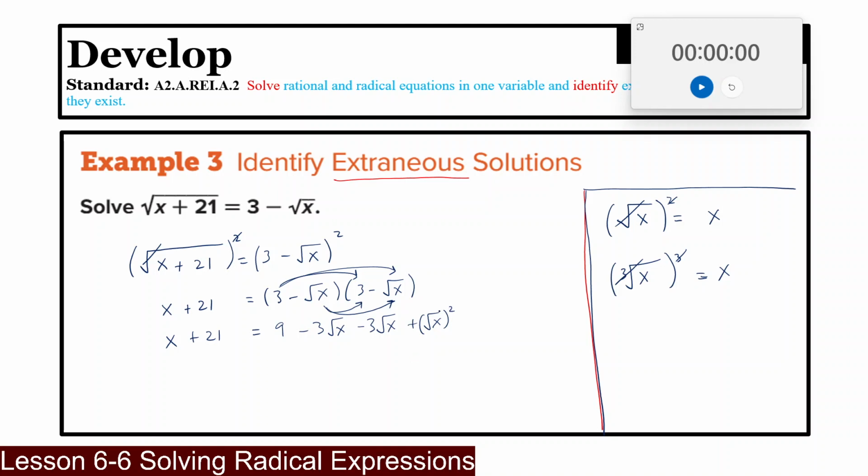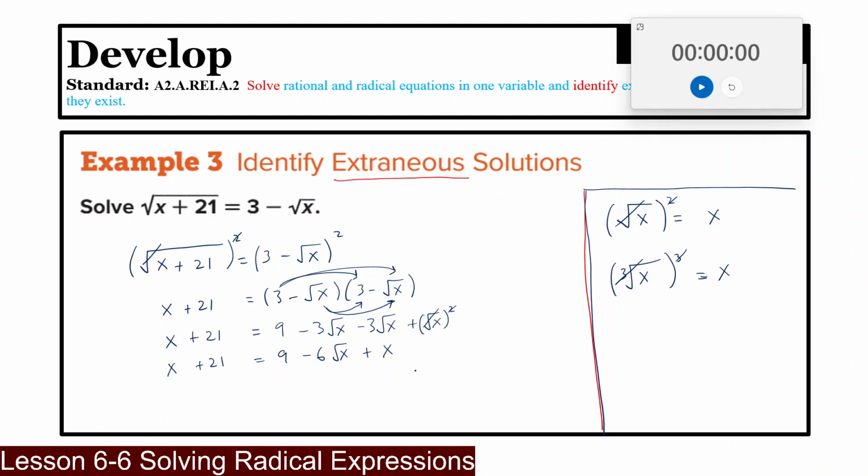Now, does this square cancel out this square root? Yes, it does, because this is by itself. You're just raising the square root to a square, so this does cancel out. Alright, so let's keep working. What do we have? We have x plus 21 on this side. We have 9 minus 3, which gives me minus 6 times square root of x plus x, because here the square root went away.